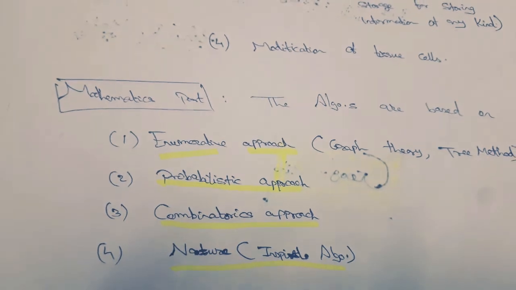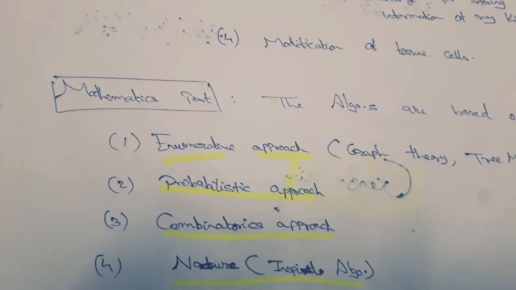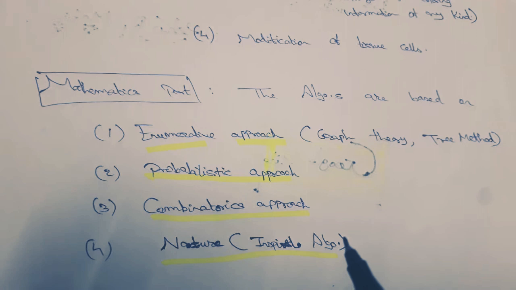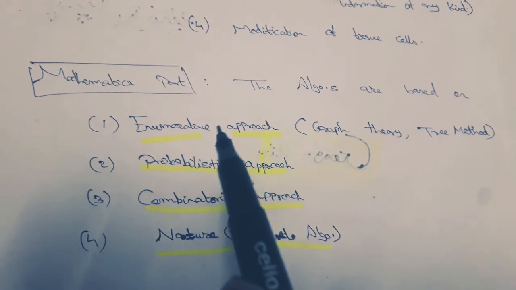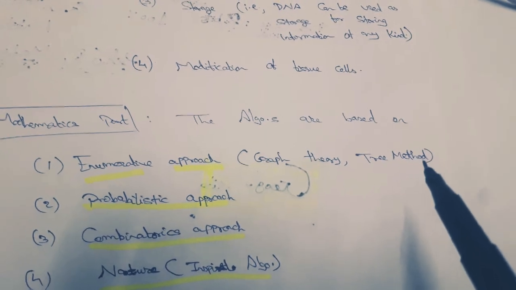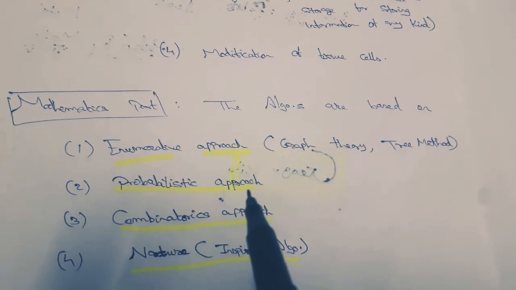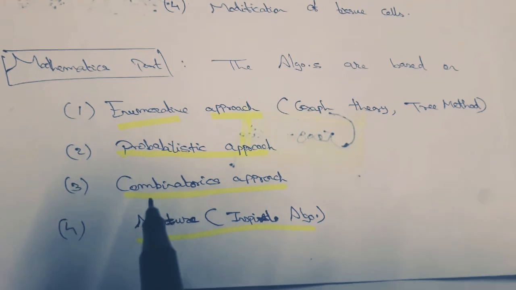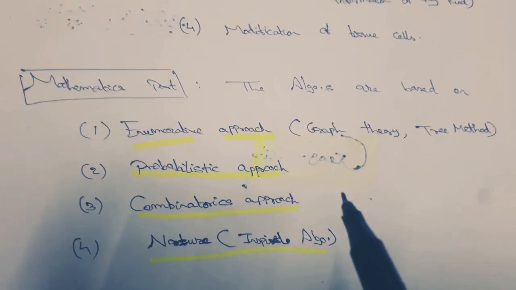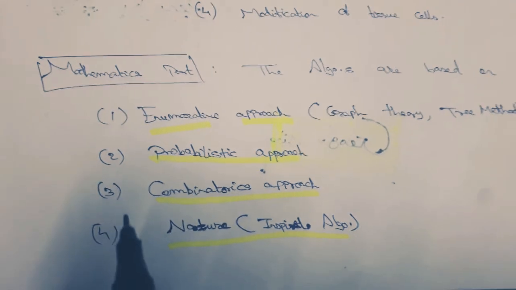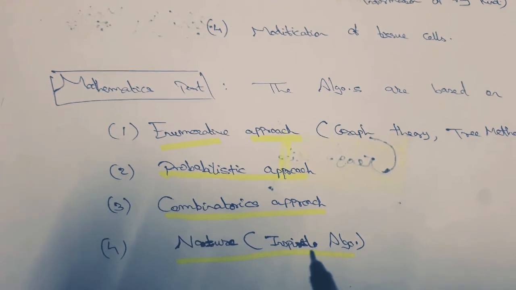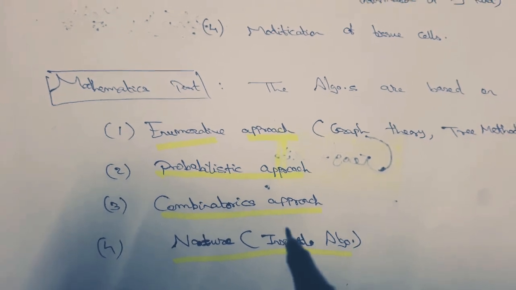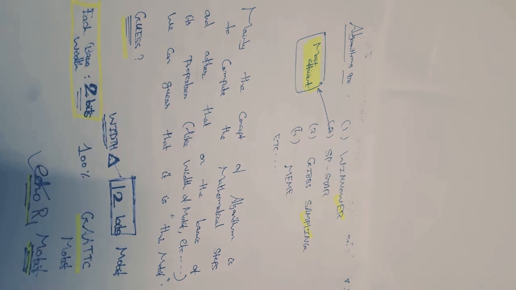Now, coming to the mathematics part. We have found certain algorithms which are used for DNA motif finding. These algorithms are based on four mathematical approaches. They are the enumerative approach, which uses graph theory and tree method mathematics. Second is the probabilistic approach, which uses deterministic probability and stochastic probability. Third is combinatorics, which uses counting and number theory. Fourth is the nature approach, that is, we could find DNA motifs through nature-inspired algorithms.